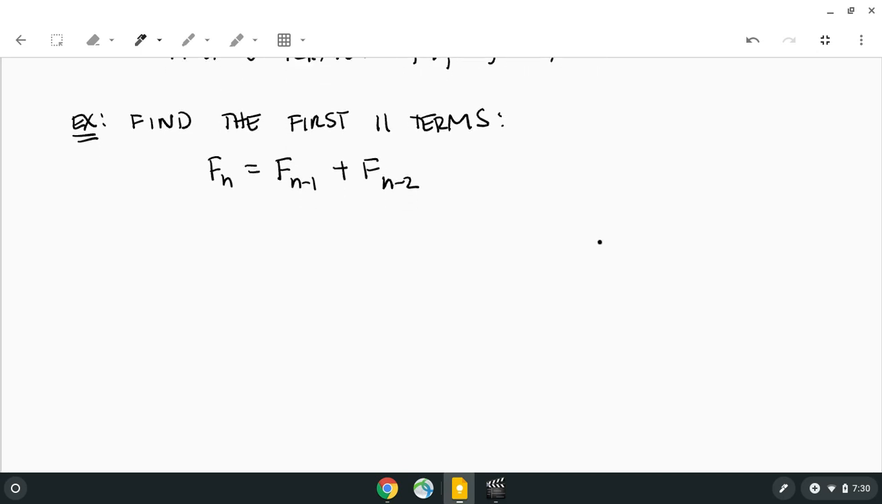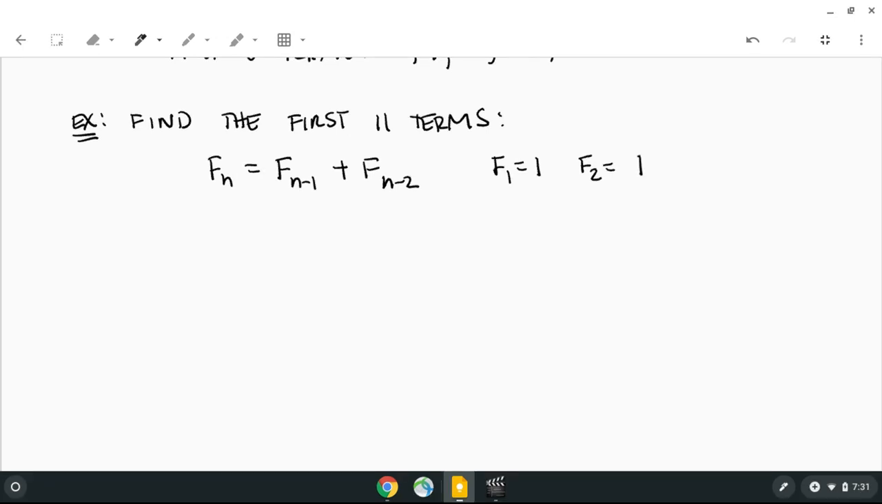So here we need to know some things for the Fibonacci sequence. I need to give you the first term. It is a recursive sequence, so I need to give you some terms. I'm going to give you the first term, but it's going to require that you know at least 2 of them. So I'll give you the second one. The second one is 1. All right, so let's find the first 11 terms.